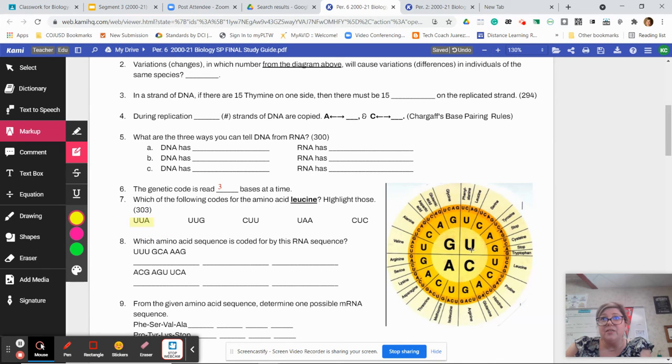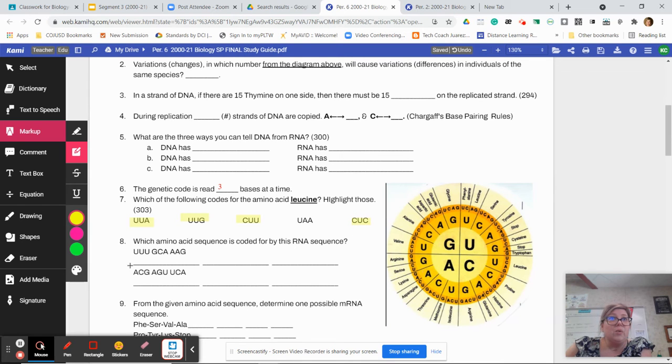Let's look at UUG. UUG will also bring in leucine. CUU, so start from the center and go out. C is the first letter, U is the second. CUU also brings leucine. UAA, that's a stop codon, so that would not bring in anything. And CUC, that also brings in leucine.